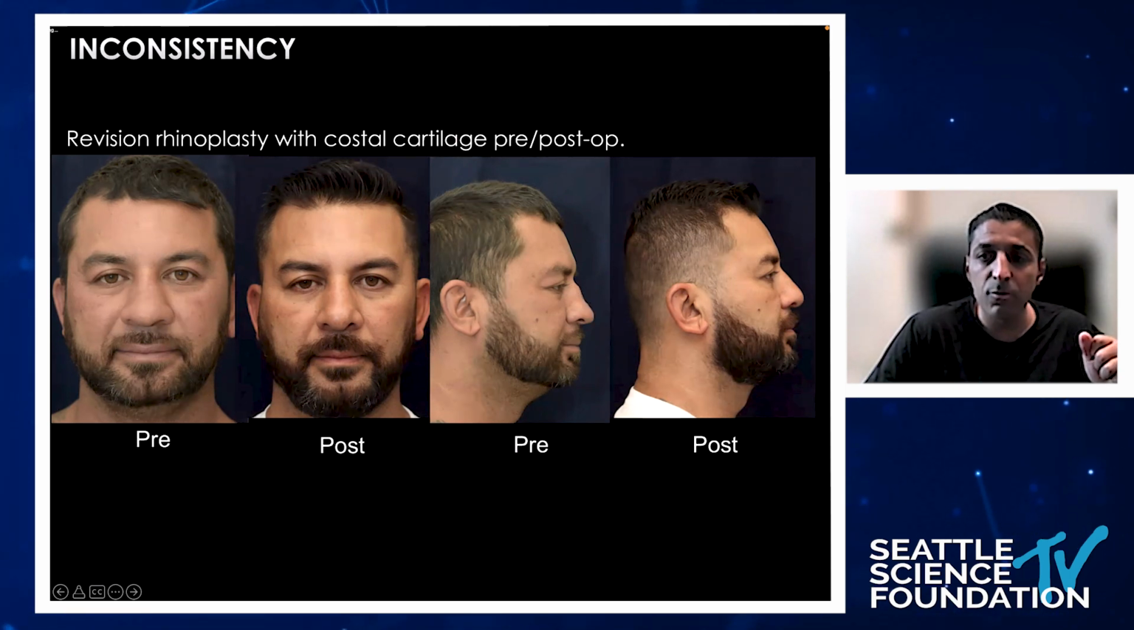His nose is shaped like a horse's saddle. So I performed a revision rhinoplasty on him using his own rib cartilage to reconstruct his nose. And you can see that the result of the surgery is pretty good. On frontal view, his nose looks narrower. And on the side view, his saddle nose has been corrected, and he still maintains a natural masculine look to his nose.